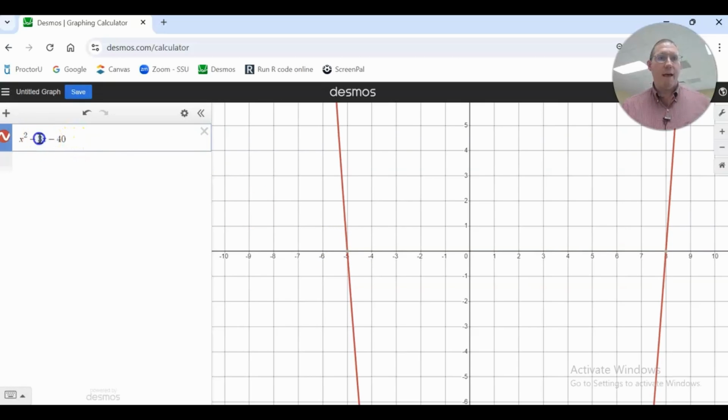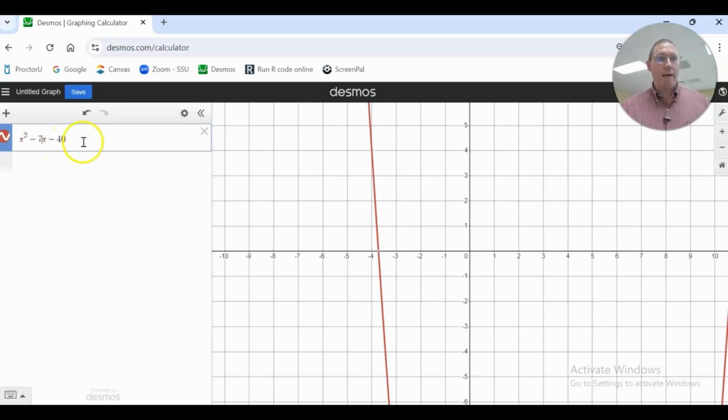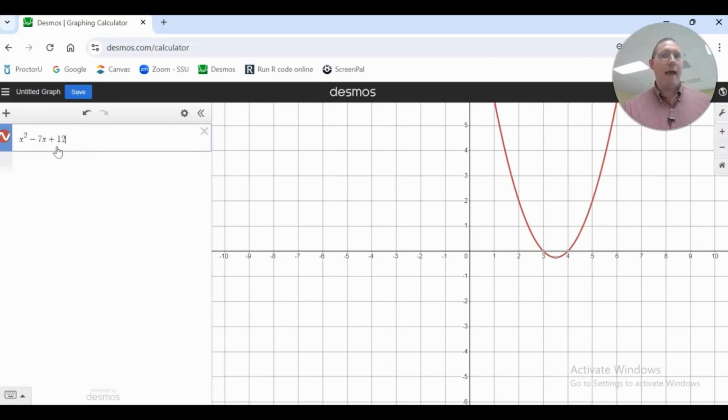And then we have x squared minus 7x plus 12, and we had x minus 3 and x minus 4. Here we have +3, reverse the sign, and we get x minus 3. +4, reverse the sign, and we get x minus 4. And that's just a way that you can use Desmos to factor a quadratic equation or a quadratic expression.